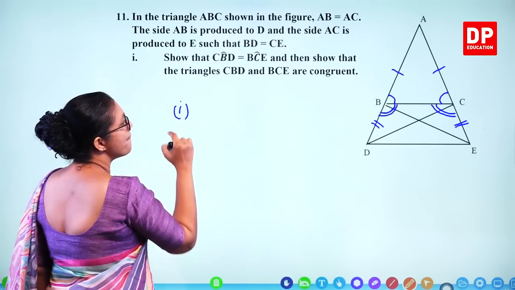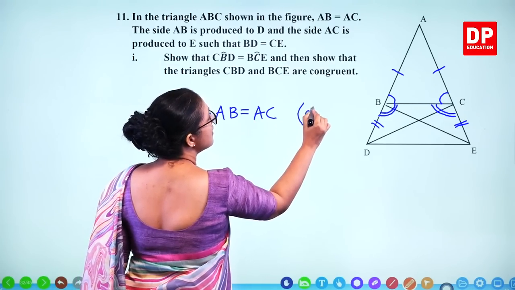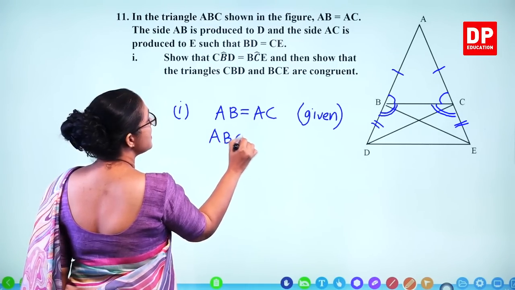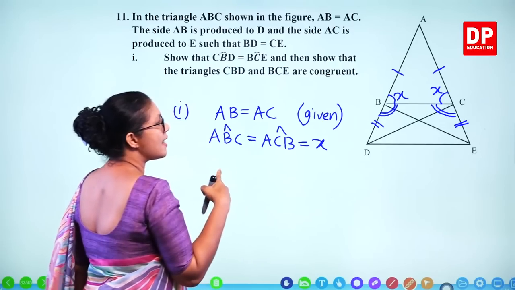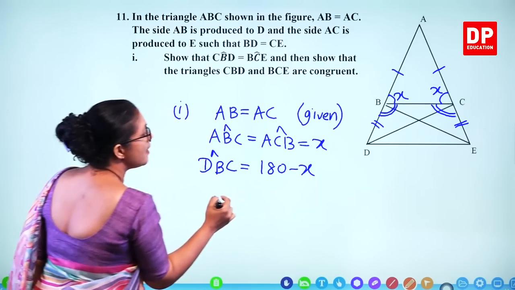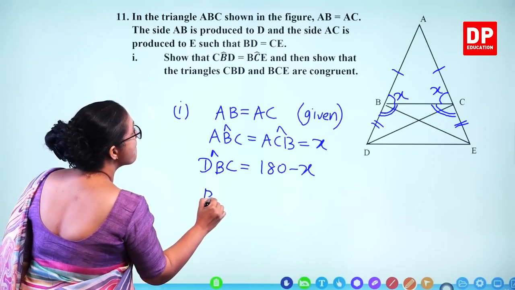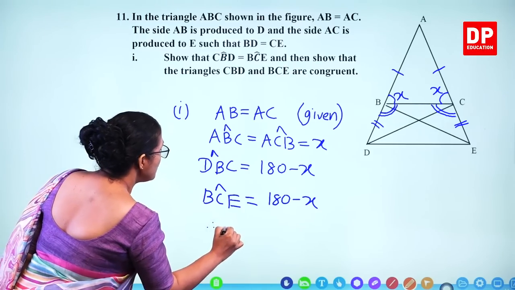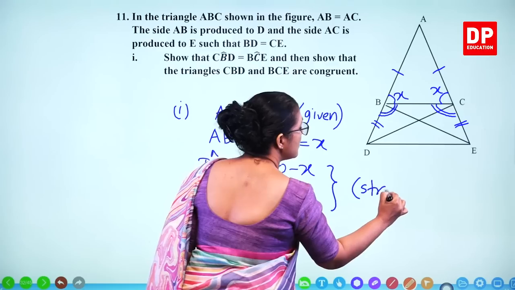First we'll do that part. Now we know AB is equal to AC. It's given. And we know opposite angles are equal in an isosceles triangle. So ABC angle is equal to ACB angle, and we'll put X. This is X, then this is a straight line. So what is DBC angle? 180 minus X. Then what is ECB angle? Or we'll write BCE. BCE angle is 180 minus X. So these two are equal. Therefore, DBC is equal to BCE. And here you can write because of straight angle.